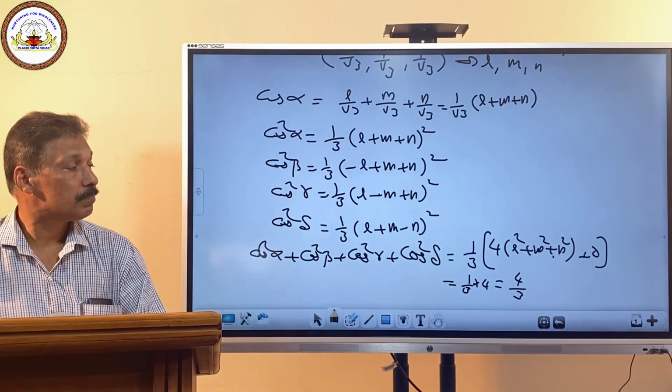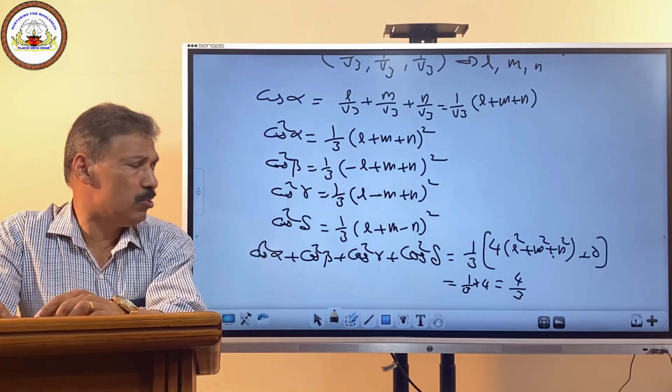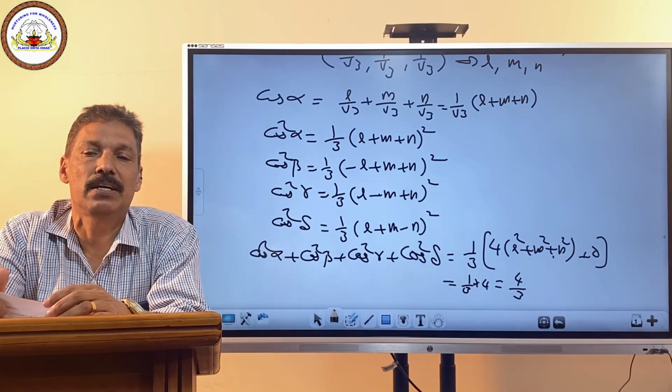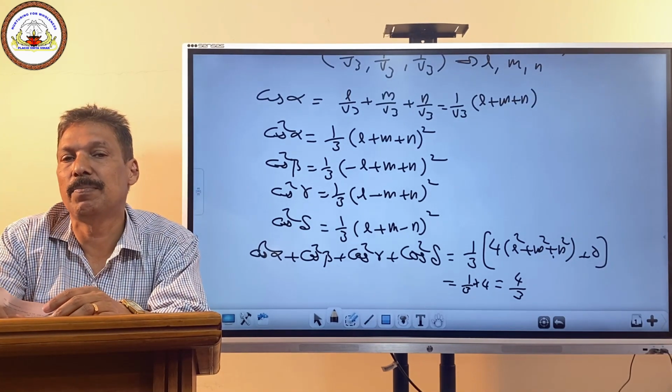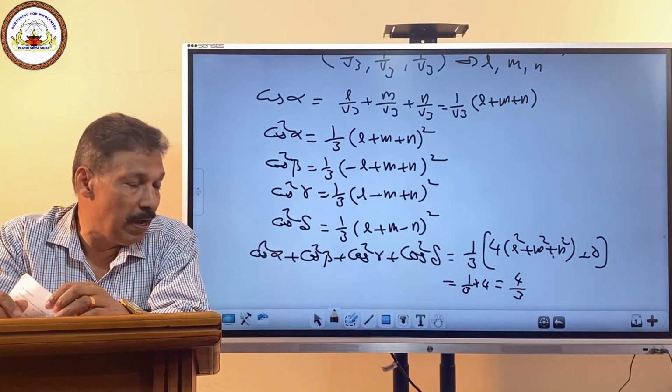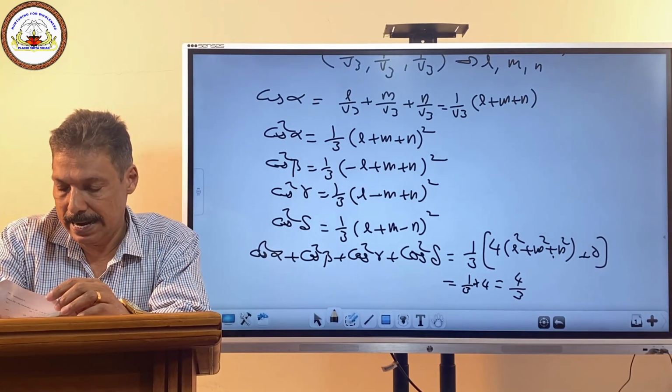That's our answer. Sometimes we can convert the cos square in terms of sin square. Sin square equal to 1 minus cos square. So sin square alpha plus sin square beta plus sin square gamma plus sin square delta equal to 4 minus 4 by 3, that is equal to 8 by 3.